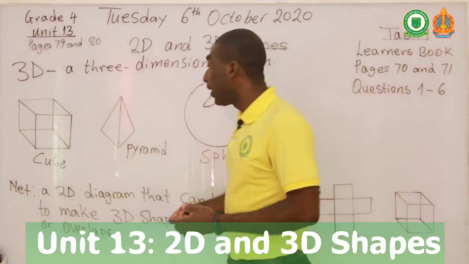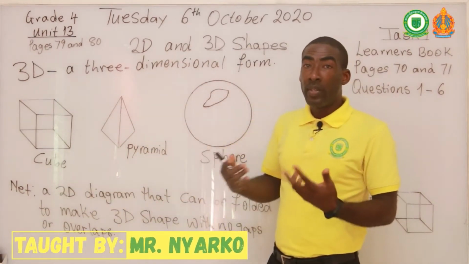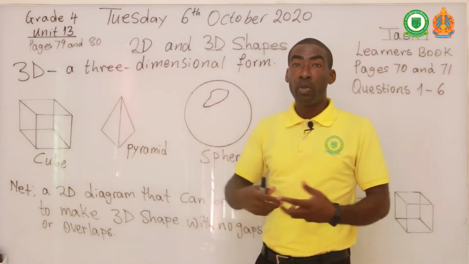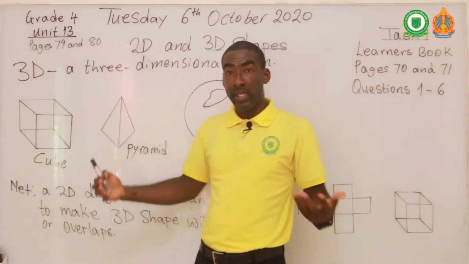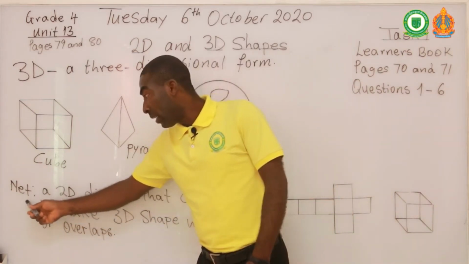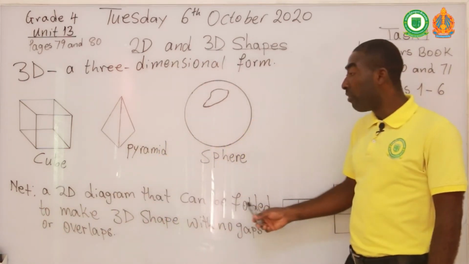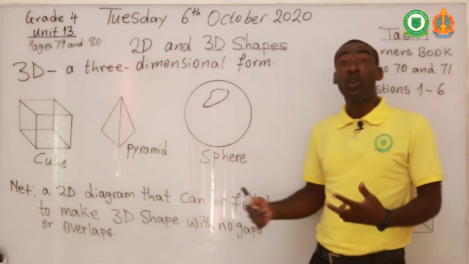If you move forward, we can expand some of our 3D shapes. Like a cube, it could be expanded. It means that we could spread it out. When you spread it out, you get a net. So we have a net. So a net is a 2D diagram that can be folded to make a 3D shape with no gaps or overlaps.